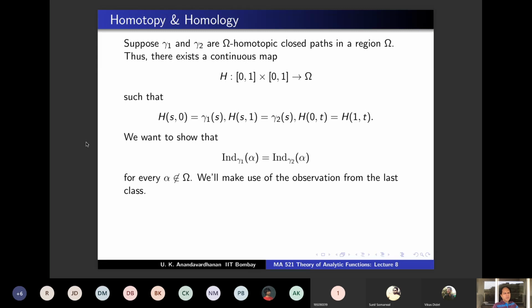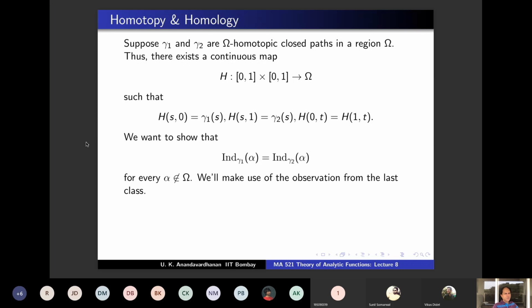Using this idea, we are going to construct in between a number of paths such that this distance condition, mod gamma 2 minus gamma 1 is strictly less than mod alpha minus gamma 1, holds. Whatever alpha you give me outside omega, this condition for alpha can be met for successive things. So this result on homologous curves, index of alpha with respect to one is index of alpha with respect to the other, can be done at every two stages, at each stage.